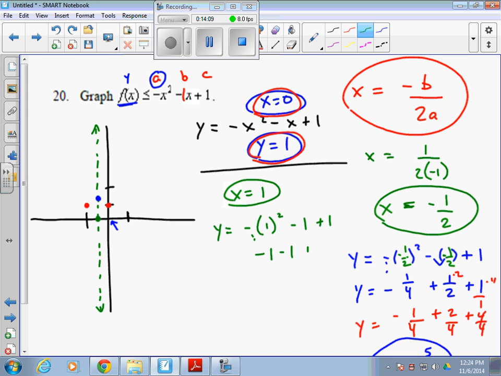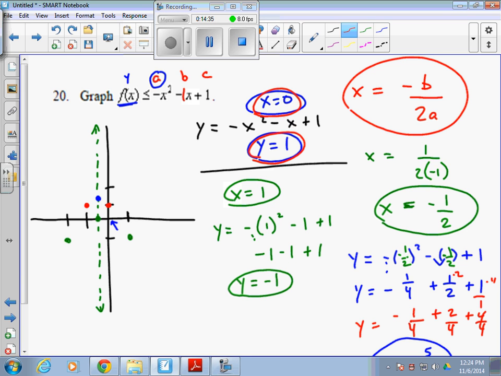Negative 1 minus 1 plus 1. That's negative 2 plus 1. Y's value will be negative 1 when we slide over that 1 unit. So where x's value is positive 1, y's value is going to be negative 1. There's our 4th point. And again, we can mirror it using our axis of symmetry. We can mirror it on the other side right here. So now we have 5 points that we can draw our parabola.